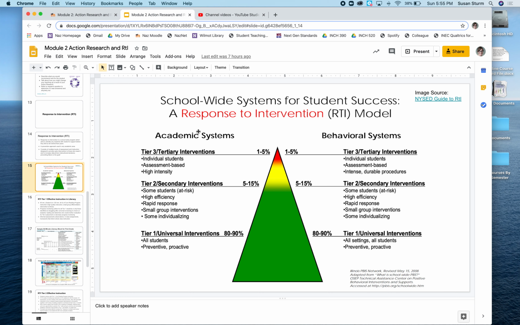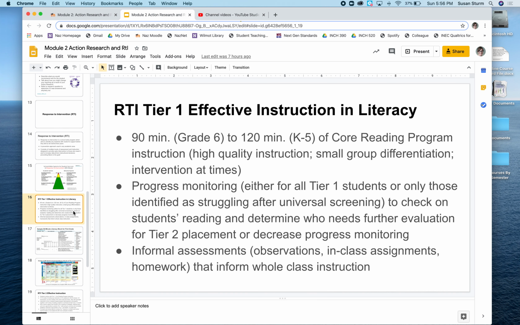But what I like about this model is that it shows 2 sides to the RTI pyramid. Academic systems, so the supports that are going to help students academically, including small group interventions, rapid response, high intensity assessment based academic systems, and then behavioral as well. So RTI, one of the big shifts in special ed is that RTI now is a system for academic and behavioral support for students.